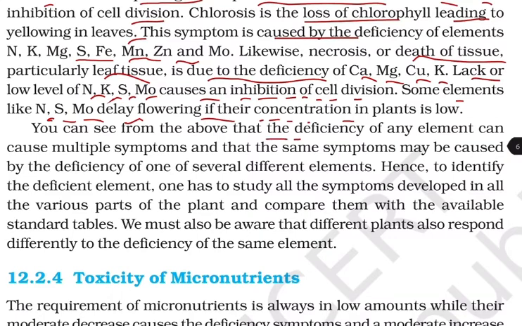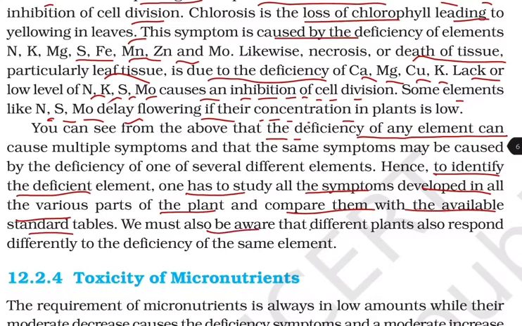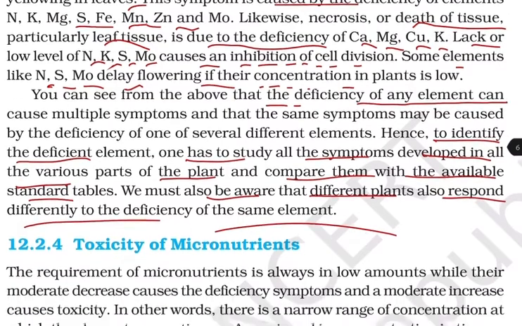You can see from the above that deficiency of any element can cause multiple symptoms, and the same symptoms may be caused by the deficiency of one of several elements. Hence, to identify the deficient element, one has to study all the symptoms developed in all the various parts of the plant and compare them with the available standard tables. We must be aware that different plants also respond differently to the deficiency of the same element.